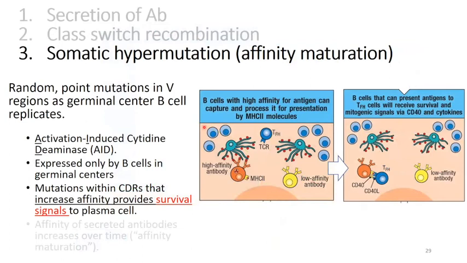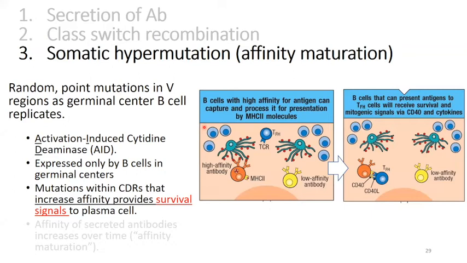So the third thing is actually very important. This is the fine-tuning now of those antibodies, and it's a remarkable process called somatic hypermutation. So there's an enzyme called activation-induced cytidine deaminase, or AID for short, that deliberately introduces mutations into the V gene of the antibody. And it's only expressed in B cells in germinal centers.